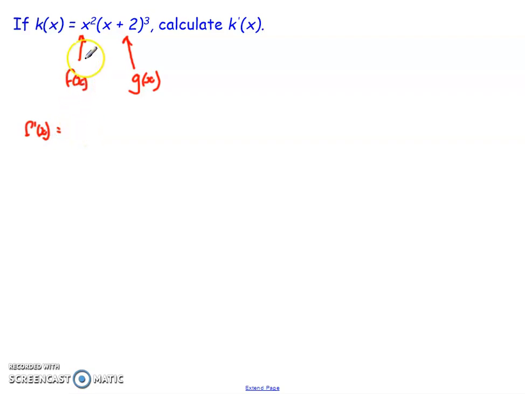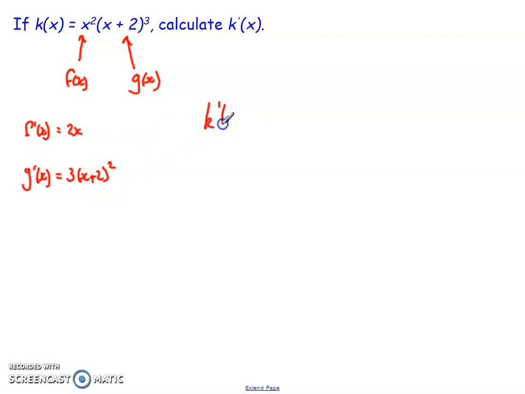Now, I calculate my derivative, f dashed of x. f of x is x squared, derivative of that is 2x, and the derivative of my g of x, so g dashed of x, is the derivative of this here. What that ends up giving me is 3(x plus 2) squared. So what I now do is I plug it into the formula.